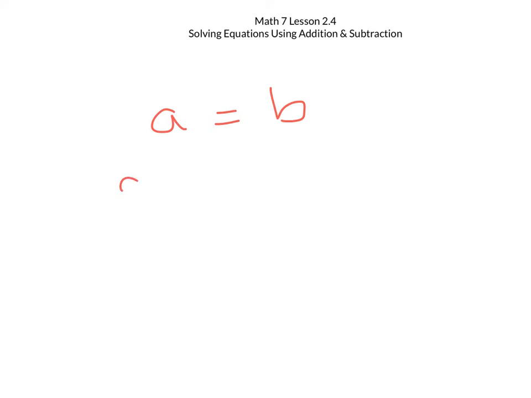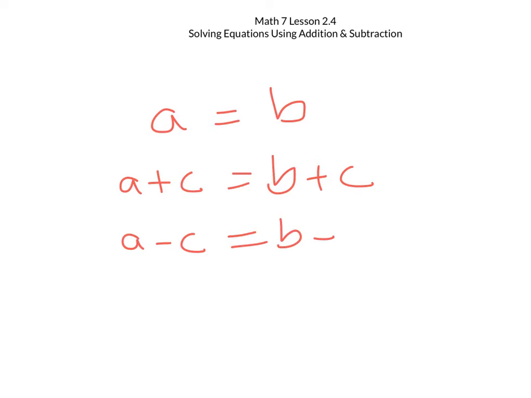So if I say A and then I add something to it, I have to do the same thing to the other side. Same with subtraction. If I subtract a C from one side, I got to subtract it from the other side. So you've seen this before. This is just in general terms. So let's look at example 1.